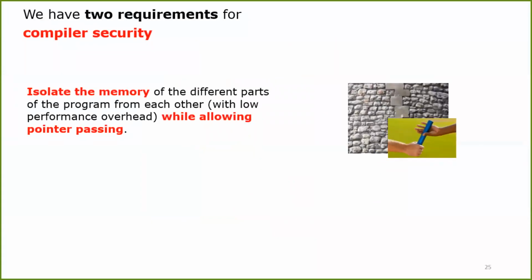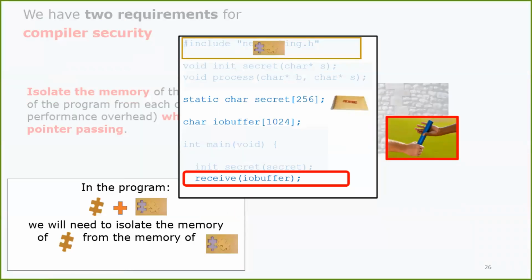So this is our first requirement for a compiler security result. We'd like to not require a change to the source program. So for our example program, it means you'll need to isolate the secret variable by default, while at the same time allow the main function to call the untrusted receive function and to share with it the I/O buffer at runtime, not upfront, in order to avoid rewriting such a program.